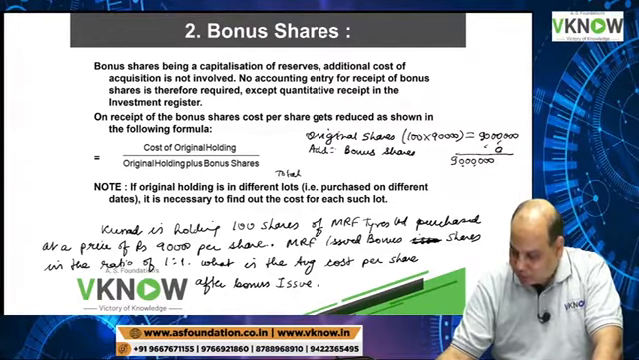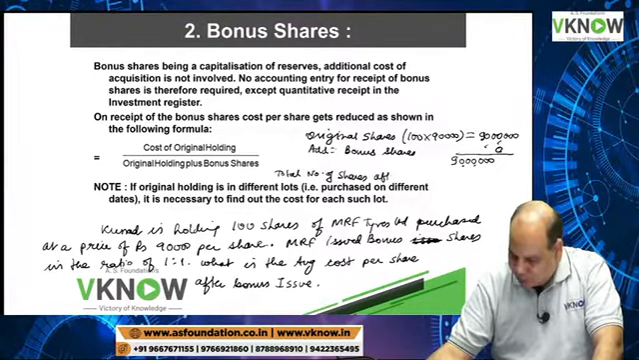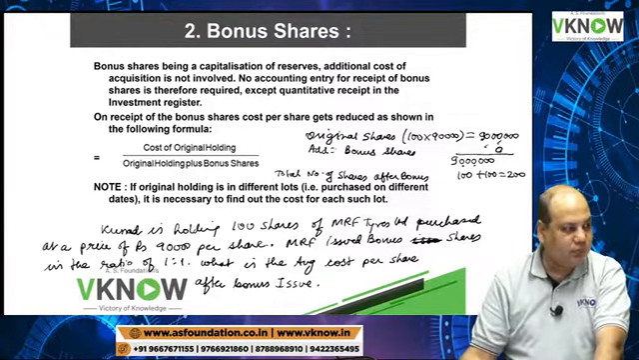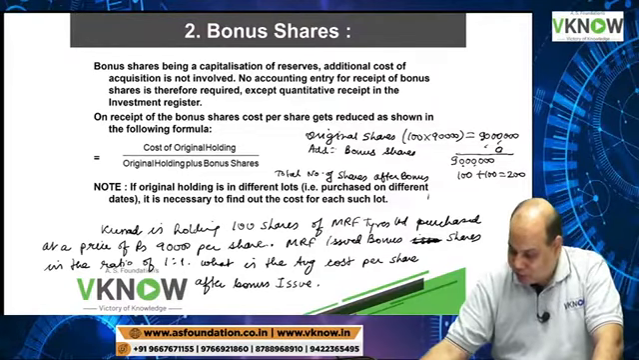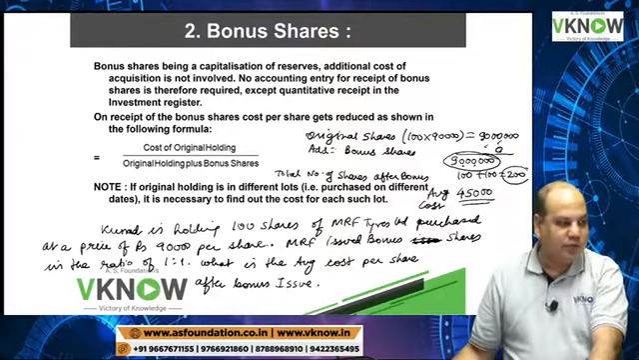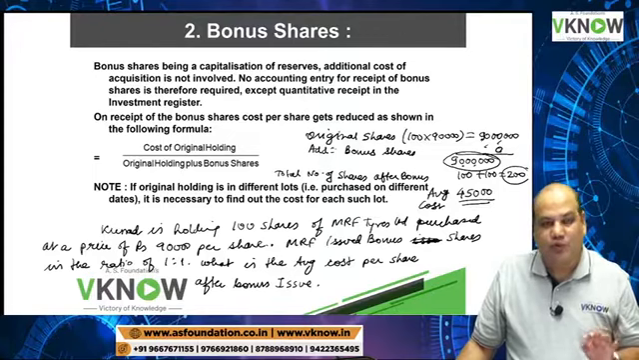Total number of shares after bonus issue: 100 original plus 100 bonus, 200. So therefore the average cost is 90 lakh divided by 200, which will become rupees 45,000.